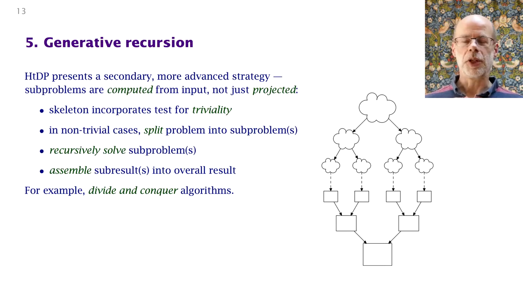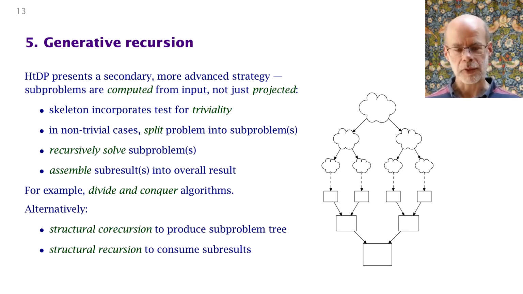So the design recipe for generative recursion says you've got a problem, you have a test for triviality. If it's trivial, you solve it by some other more basic means. Otherwise, you split it into subproblems, recursively solve those subproblems, and then combine those subresults into the overall result. Now, of course, this is a divide and conquer algorithm scheme, and students are being led by this design recipe to divide and conquer algorithms. But another way of looking at this pattern of computation is that it's about a structural recursion to grow a tree of subproblems, followed by a structural recursion to consume the results of those subproblems.